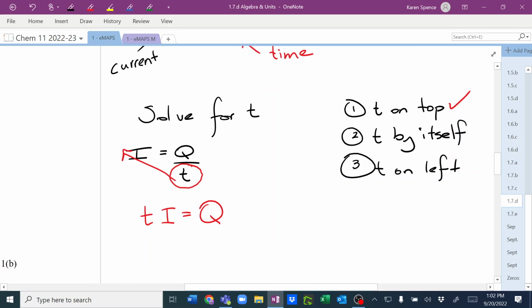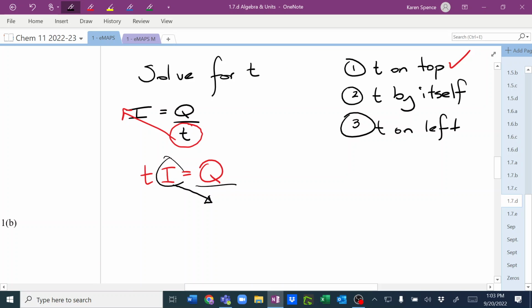T is not by itself. So I can take the I and move it down to the bottom. So now Q is going to be over top of the I. T stays where it is, Q stays where it is. The only thing that's moving is the I. So T is by itself, and then T is on the left.